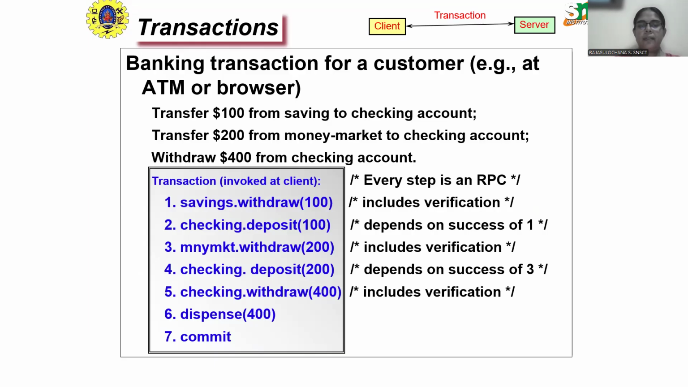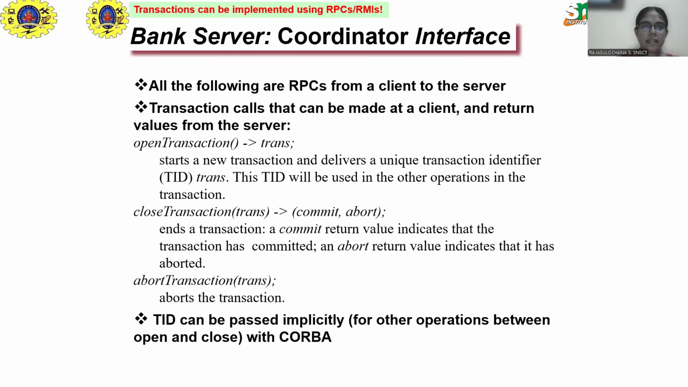So here we have given an example transaction which is done by the client. In the initial step, he is withdrawing 100 rupees. Then he is reading the deposit. Again, he is withdrawing 200. Then he is reading the deposit. Then he is withdrawing 400 rupees. And commit marks the end of the transaction. So he is committing the transaction. So this is an example for transaction.